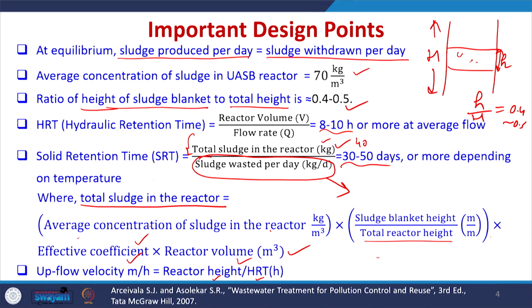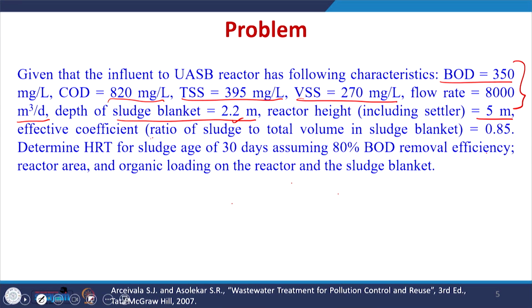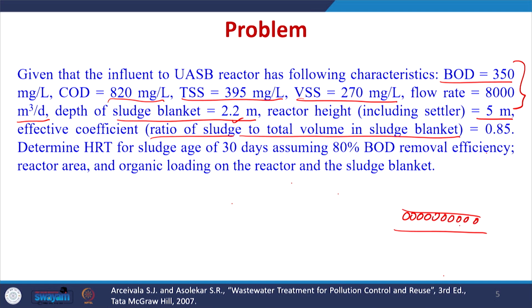Now, the effective coefficient, which was also given here, means the ratio of sludge to total volume in the sludge blanket. So, if it is the sludge blanket, how much volume of this is occupied by the sludge. So, this effective coefficient is 0.85, that means within the sludge blanket zone the sludge occupies 85% of the total volume.